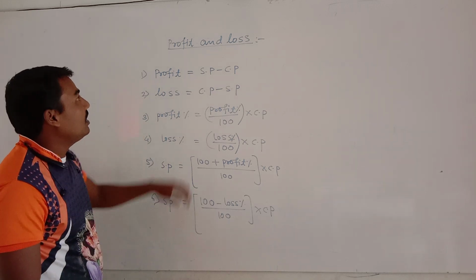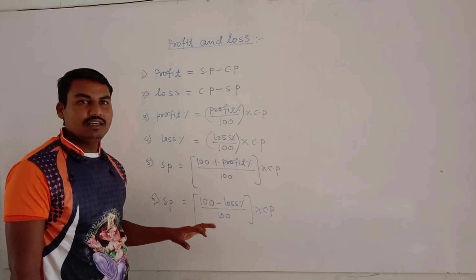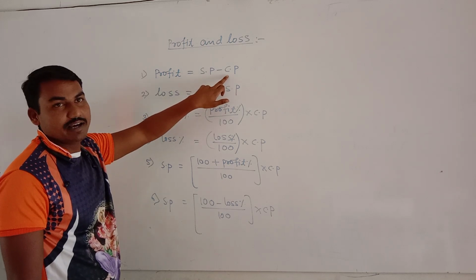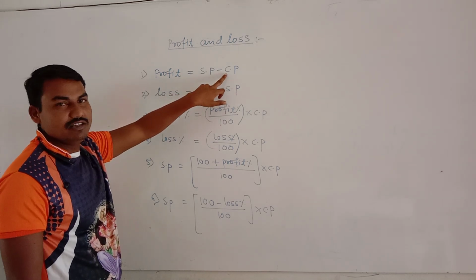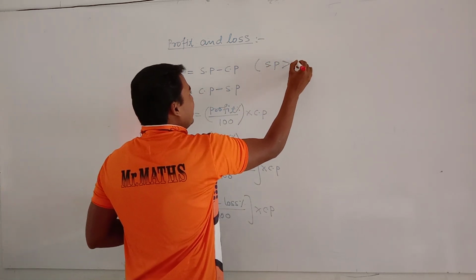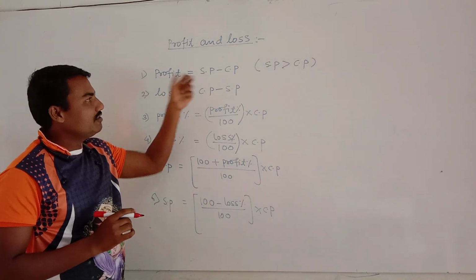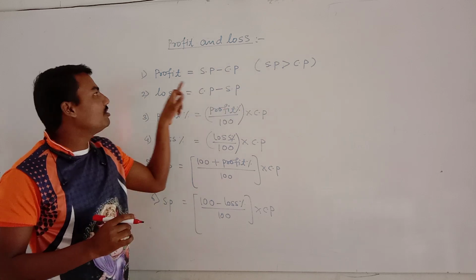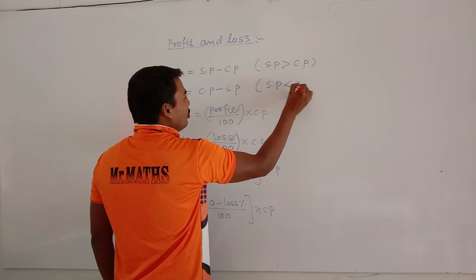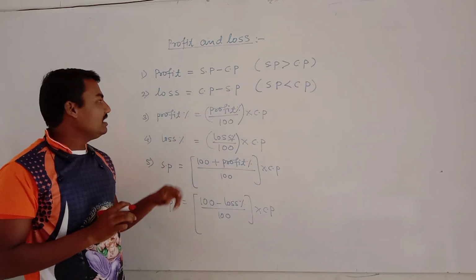Now see, under the profit and loss, these 6 formulas are very important for finding the answer or solving the numericals. Profit is equal to selling price minus cost price. SP means selling price, CP means cost price. In this case, if selling price is greater than cost price, we got the profit. And if selling price is less than cost price, we got loss. Loss is equal to cost price minus selling price.